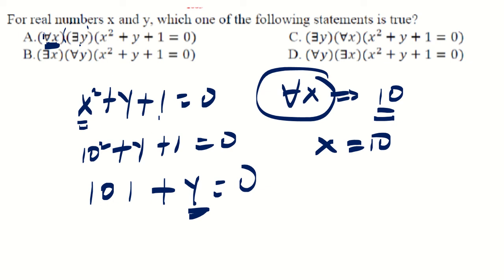So for all x, you can take any number x. If you take 0, 0 squared plus 1 is 1. 1 plus what number gives you 0? Negative 1, true. So for any value of x, we can find a y which, added to the sum, gives you 0. That is true. So which one is true? The answer will be A.